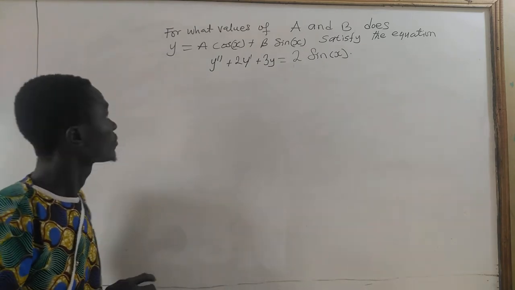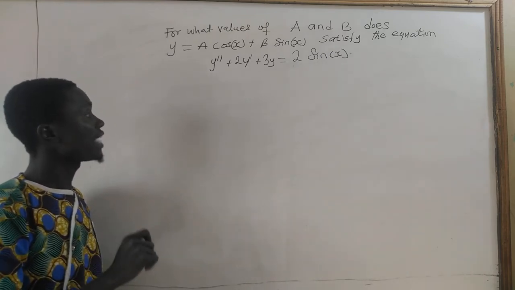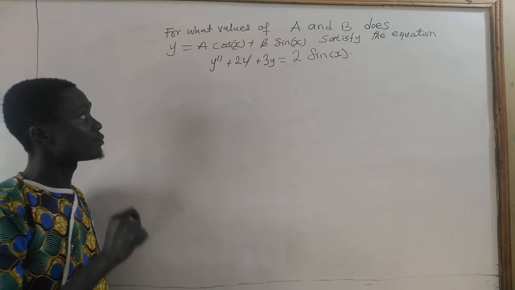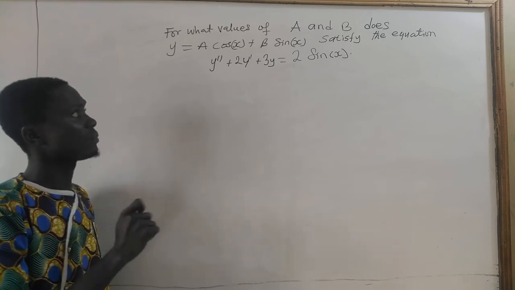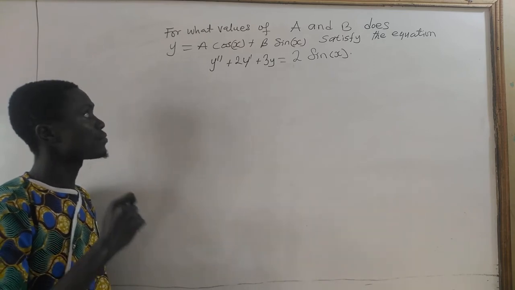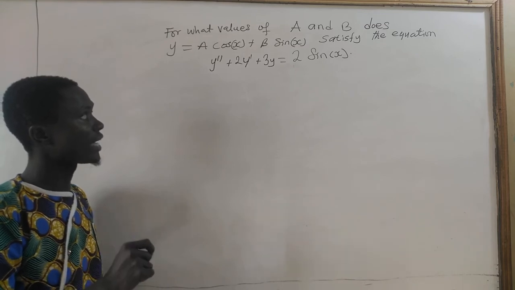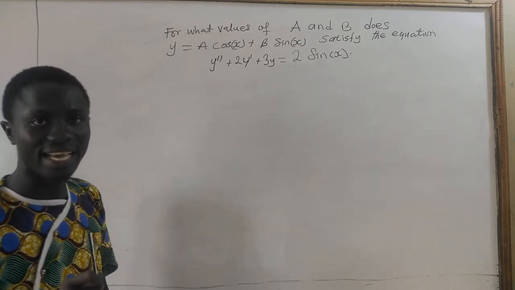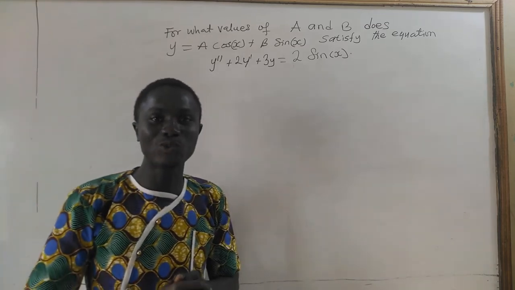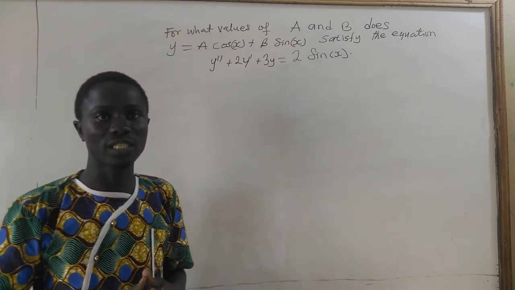In this lesson, we'll be looking at this differentiation question. For what values of a and b does y equal to a times cosine of x plus b times sine of x satisfy the equation y prime prime plus 2y prime plus 3y equal to 2 times sine of x?